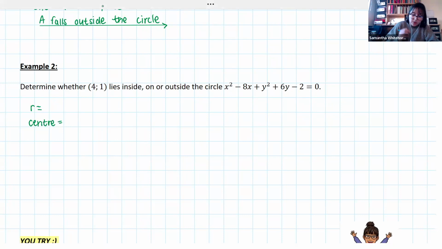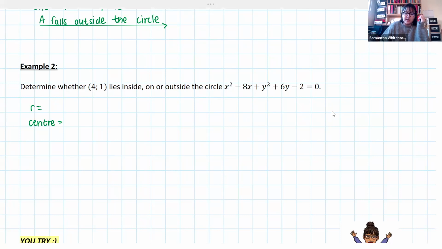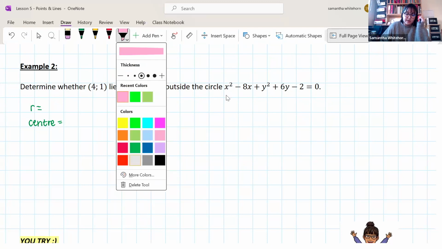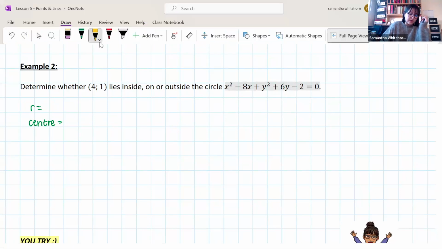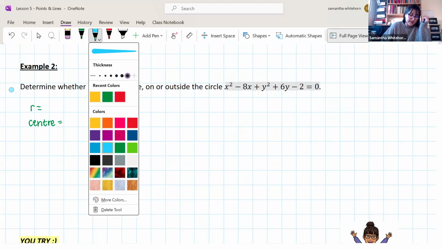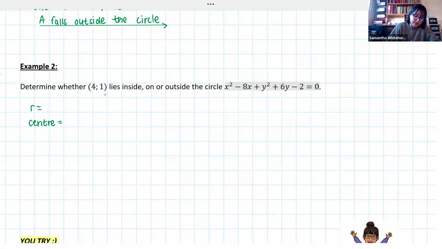So who can tell me what I need to do in order to get the center and the radius? How do I get that information based on this equation that I've been given? Lumiso, very, very nice. We need to go and complete the square. Now again, if you aren't a fan of completing the square, we did do a whole lesson on it. So go and have a look. I'm going to just talk you through it, but I'm going to do it relatively quickly.